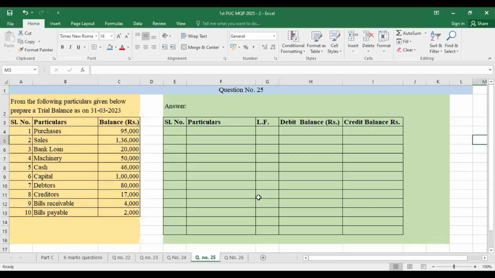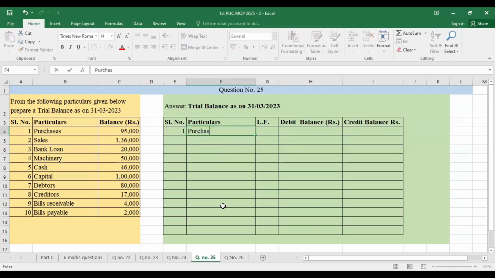From the following particulars given, prepare a trial balance as on 31st March 2023. So they have given purchase, sales, bank loan, machinery, cash, capital, debtors, creditors, bills receivable, and bills payable. So first you'll have to write the heading, trial balance as on 31/03/2023. This is a common thing that you have to write before preparing a trial balance. Then the columns go like this: SL number, particulars, ledger folio, debit balance in rupees, credit balance in rupees. So first we'll go one by one.